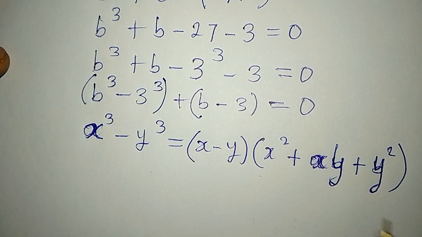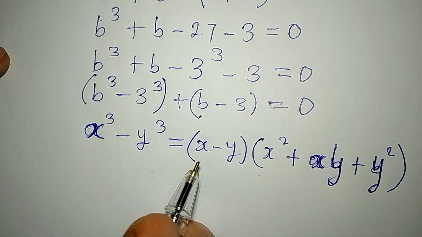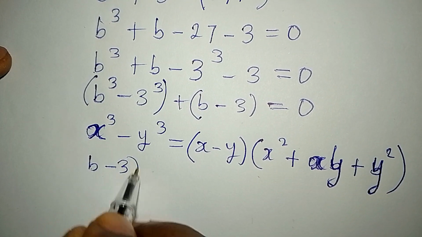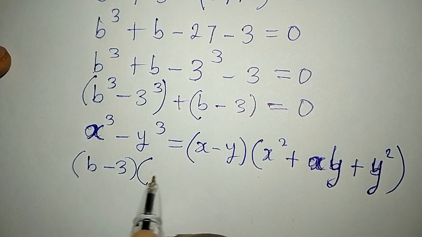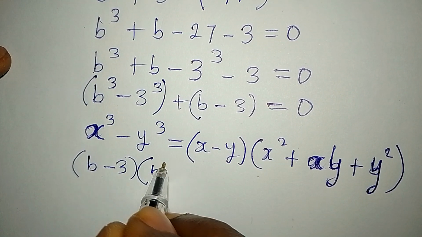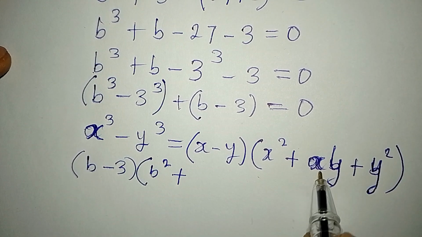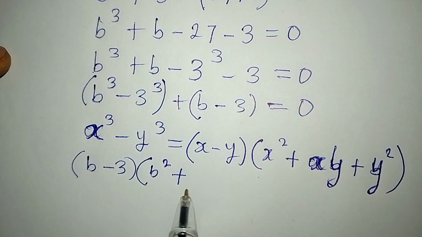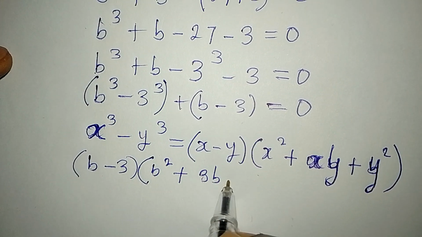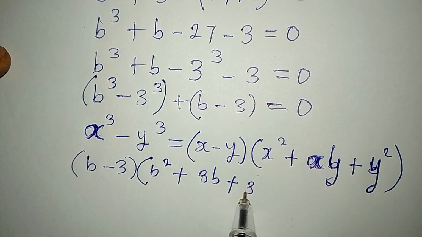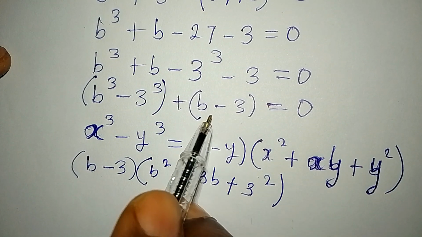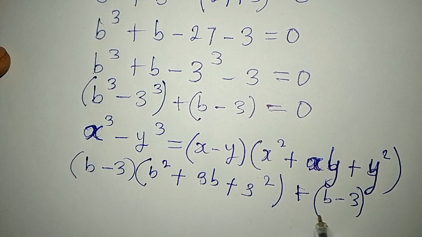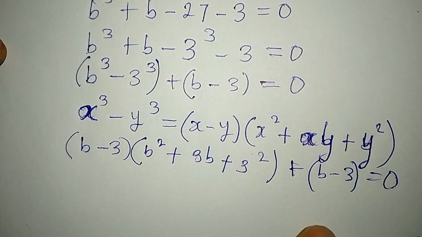Okay, so this will be the same standard we are going to use because our x is now b. So we have b minus y is 3. Close this. Then open this bracket. X squared will be b squared, right? So we write b squared. Then plus xy, that's going to be our b times 3, and it's 3b. Then plus y squared, which will be 3 squared. Close that. Then I go over to that, which is plus b minus 3. Close this and equate to 0.